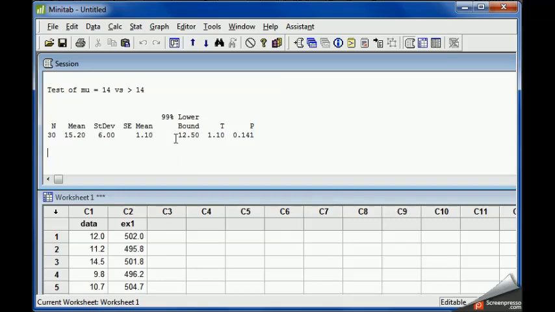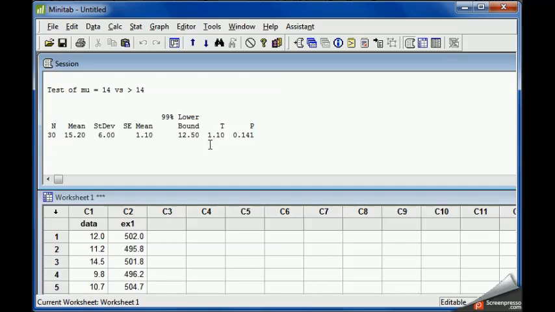Now we have a one-sided test. So we have a 99% lower bounded confidence interval. Our confidence interval is that mu is larger than 12.5. So if we look, the hypothesized mean 14 is included in this confidence interval, so we fail to reject the null hypothesis. This is also the value for t naught.